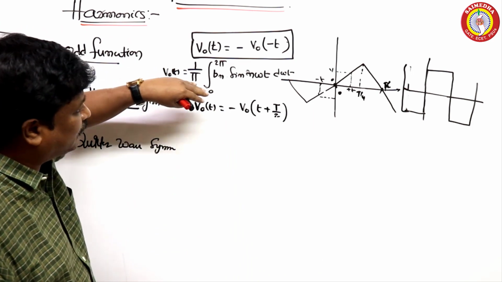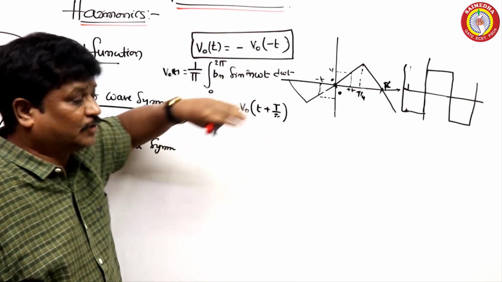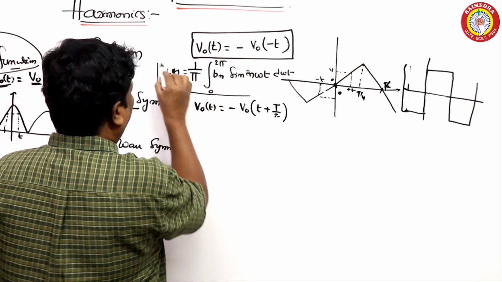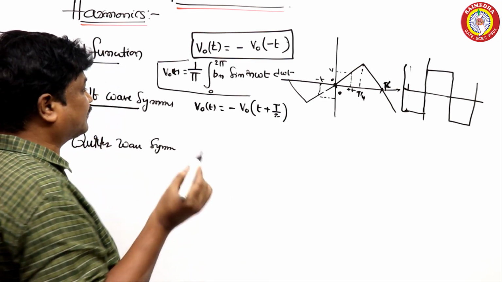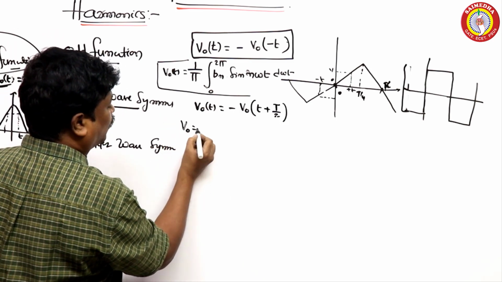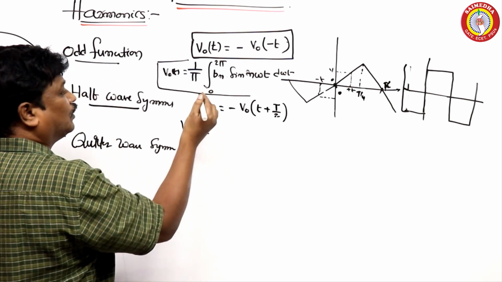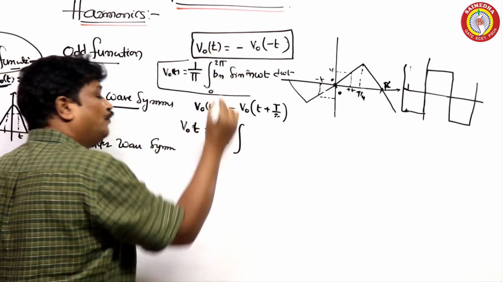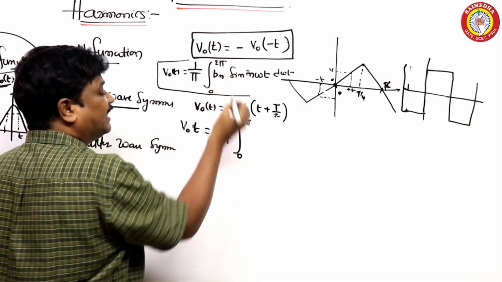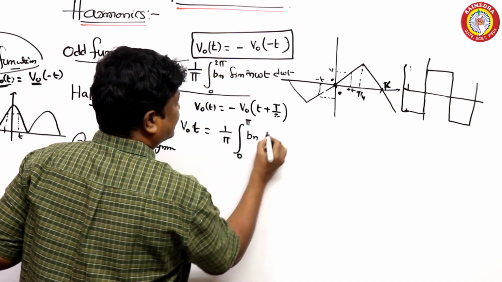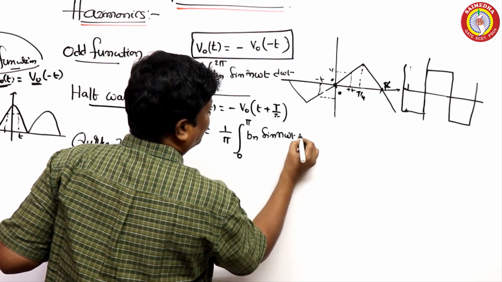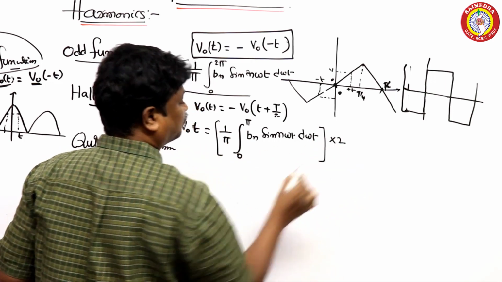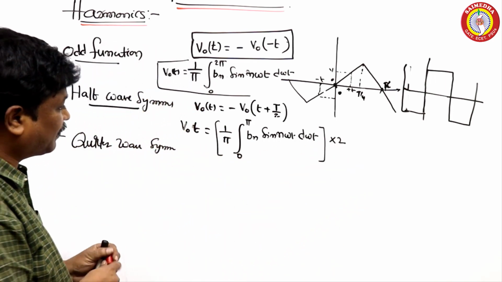Whenever the output waveform appears in half wave symmetry, whatever the expression you have written for 0 to 2 pi, the easiest way of solving this is V naught of t equals 1 by pi integration. You need not go up to 2 pi; we can do only 0 to pi. This is the difference you have to see. Bn sin n omega t d omega t, but this entire expression is multiplied with 2.